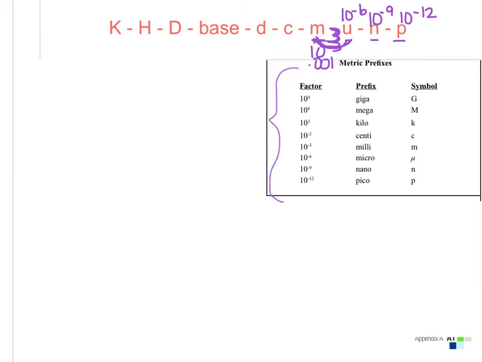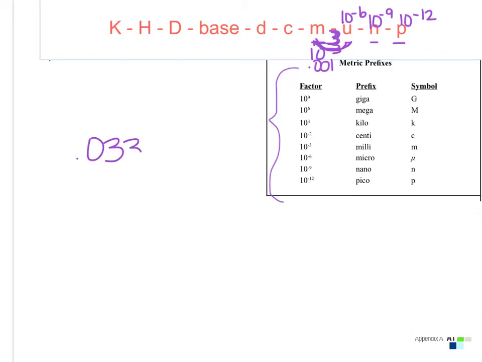So, for example, let's say that we were converting 0.033 from decimeters to nanometers. To figure out how many decimal places we're going to move, we can go up to the top. Here's deci, and we're going to nano, so it's literally going to be 1, 2, 3, 4, 5, 6, 7, 8. We're moving the decimal 8 places to the right.